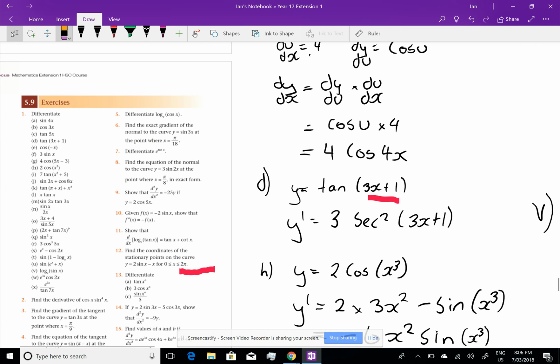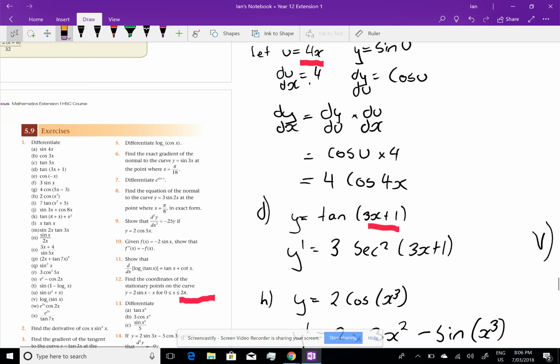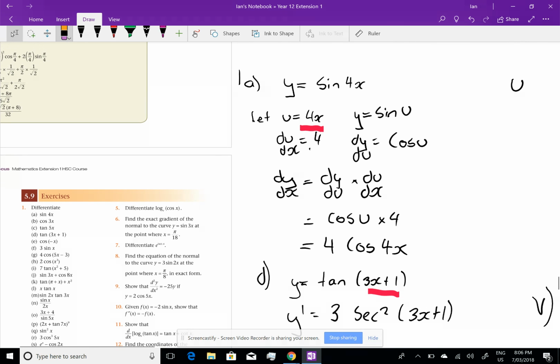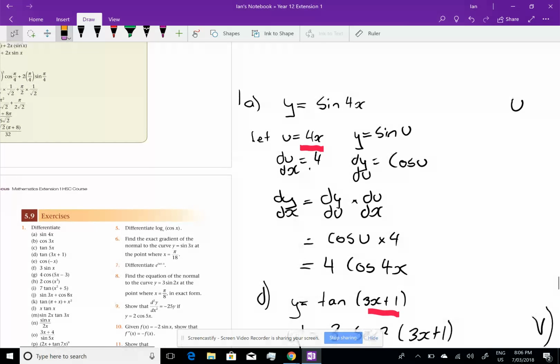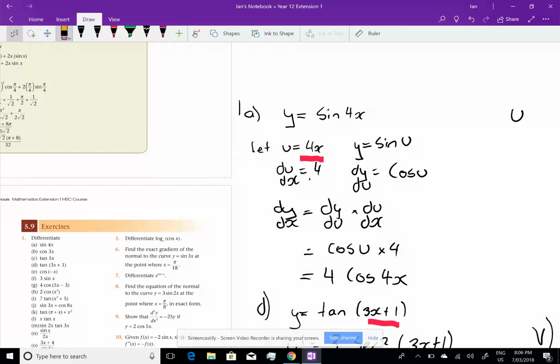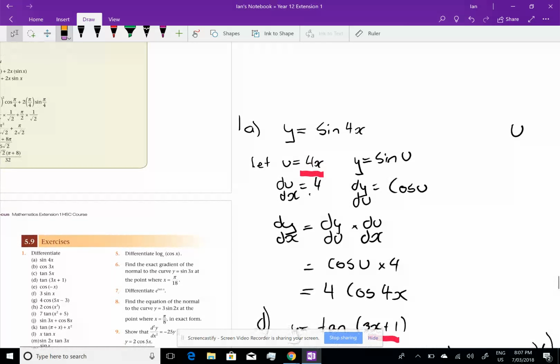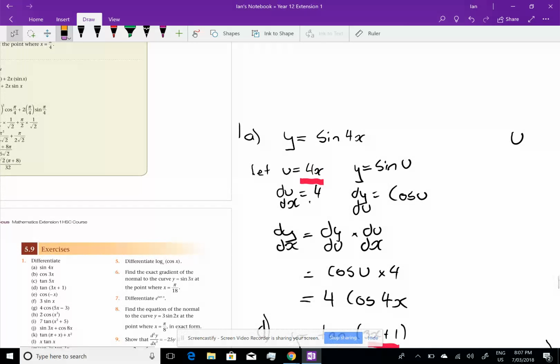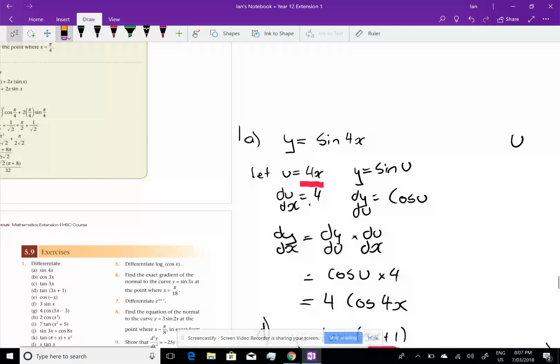Right, Year 12. Someone asked about question 8, so I'm going to quickly do this. And you'll find that the answer in the back of the book is different to the one I get, but I'll show you how Margaret arrives at that answer. So we've got to find the equation of the normal at y equals 3 sine 2x.